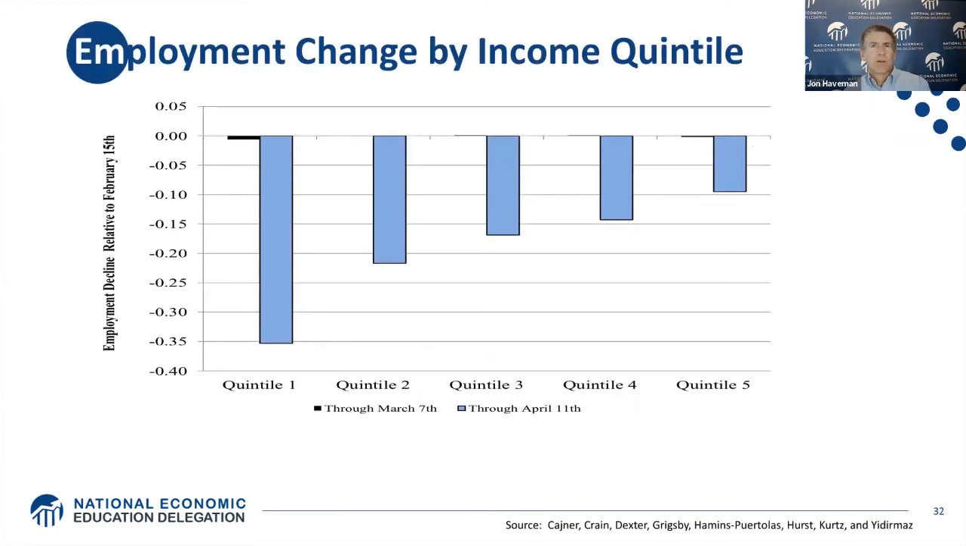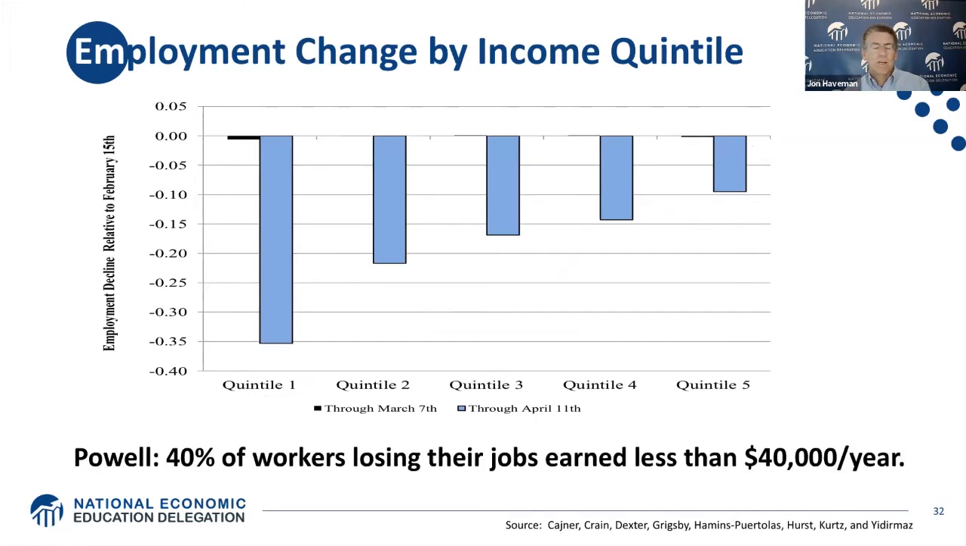And the jobs that are at risk, this is the employment change by income quintile, right? So the first quintile, these are the low income workers. Fifth quintile, these are the higher income workers. Higher income workers lost about 10% of the jobs, low income about 35% of the jobs. So it's hitting low income folks harder than higher income folks. And you know, about 40% of the workers losing their jobs earned less than $40,000 per year. So the hardship down at the lower end is significant. And our government's doing the right thing, trying to funnel money to those households, right?